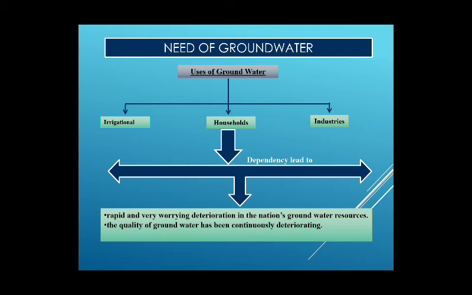Now I'm coming to the need for groundwater. In the previous slide you saw the very small percentage of surface water present on the earth's surface. So we need groundwater. That means groundwater is very important in our daily life. Groundwater is used in irrigation, household as well as industrial purposes. But this type of dependency leads to a very rapid and worrying deterioration in the nation's groundwater resources. As a result, the quality of groundwater has been continuously deteriorating.